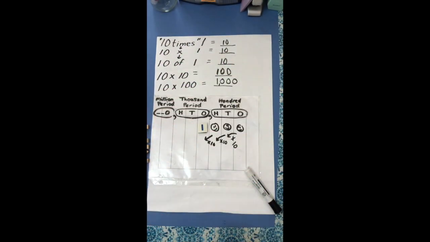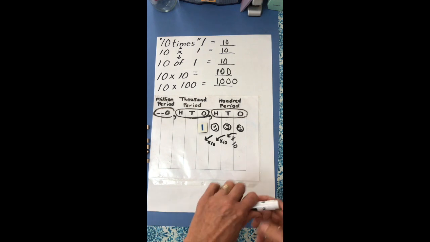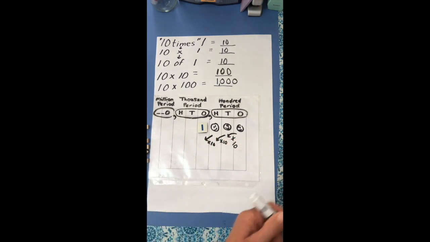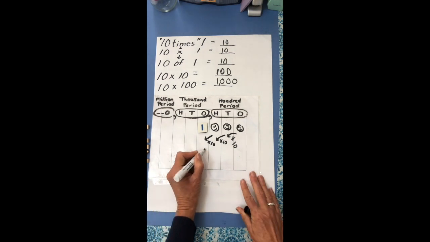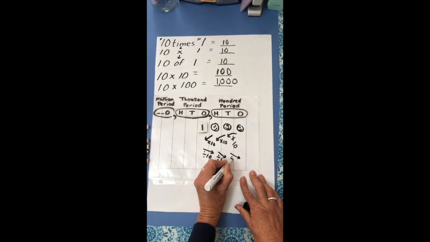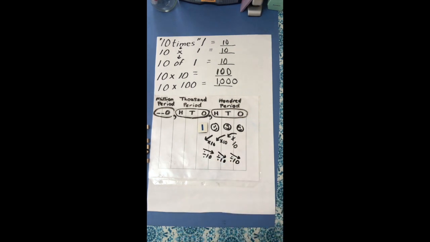Right. So on here, we learned if we went this way, we're timesing by 10, and if we go this way, we're dividing by 10. So if we want to divide by 10, we just go the opposite way. So we could divide by 10, just like our place value slider showed us.